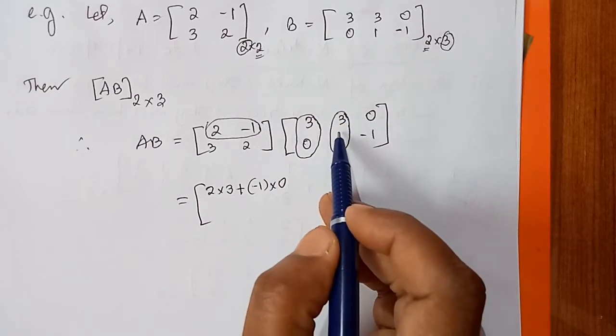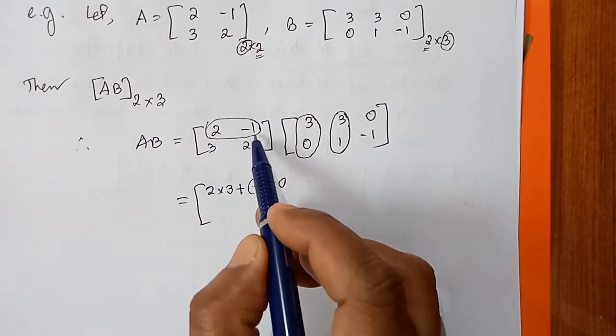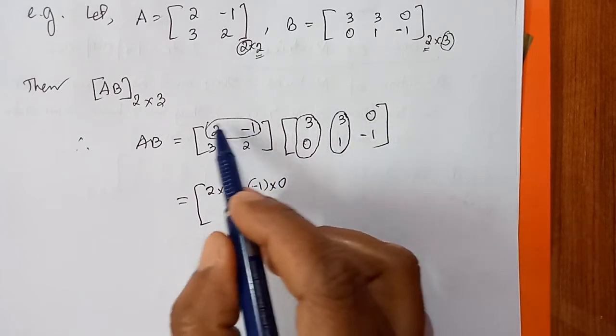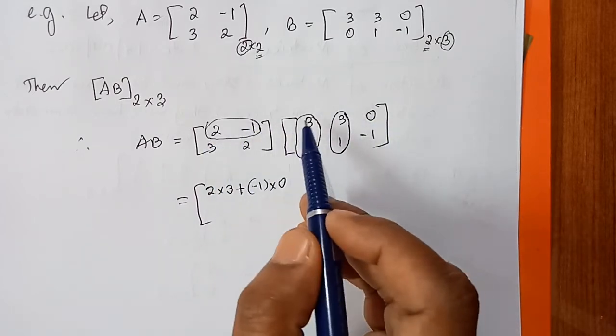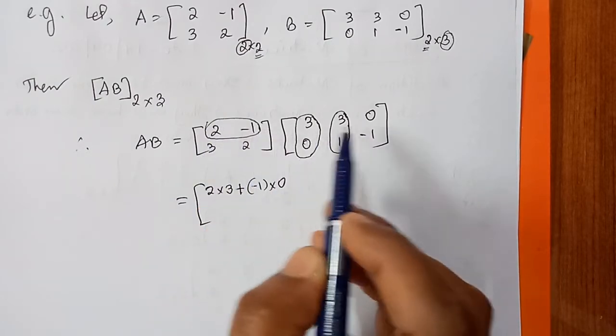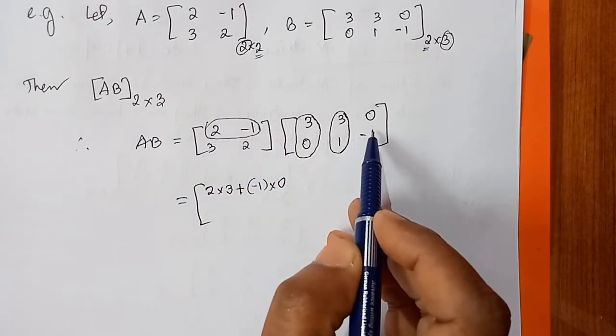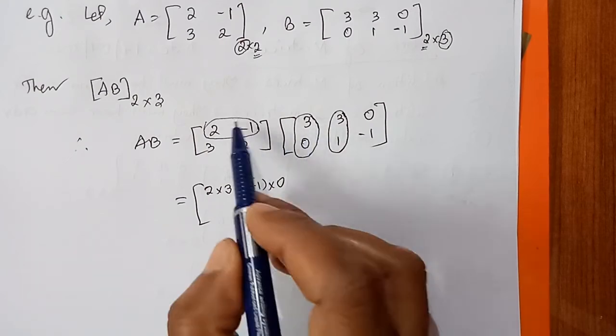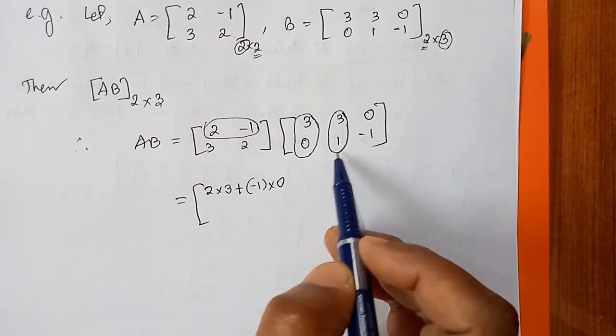With the second column also you have to multiply the elements of the first row, and with the third column also you have to multiply the elements of the first row. First you have to multiply the first row elements with each and every column of the second matrix. So the first row, first column, product finished. Now with the first row you go to the second column.